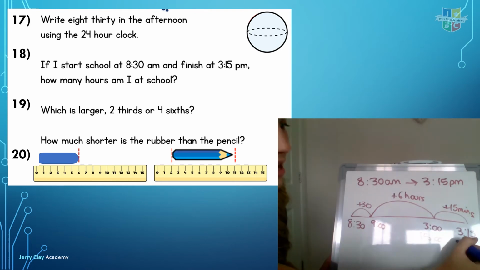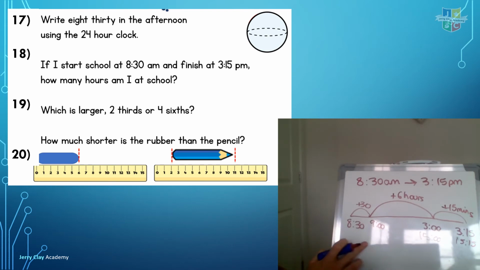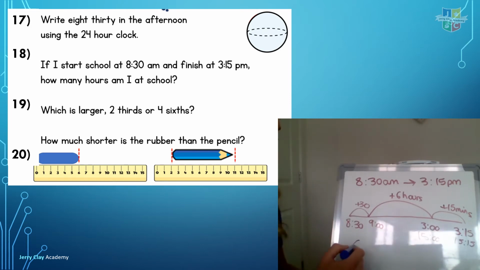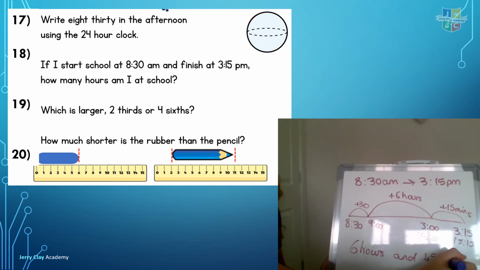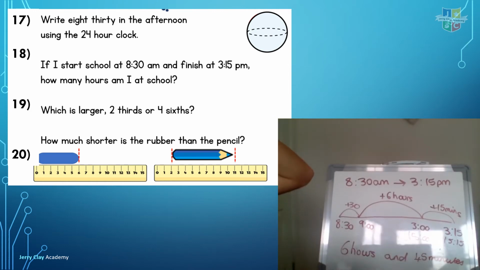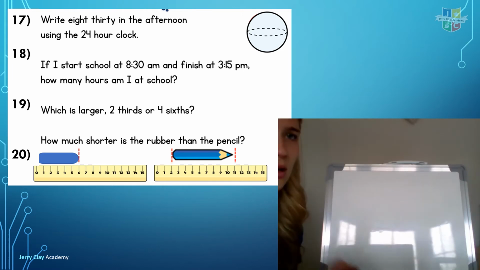So you could have either put it into the 24-hour clock to count on, or you could have realised that when we get to 12 o'clock, it then becomes 1. So it goes 12, 1. So if I add all of it together, you should have said that you are in school for 6 hours and 30 add 15 is 45 minutes. So well done if you got that one correct, because that was a tricky one.